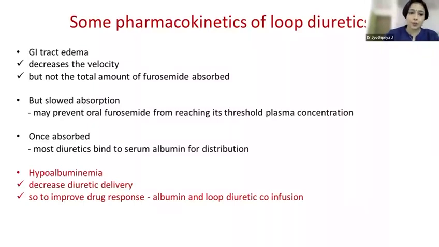Now, once absorbed, most diuretics are bound to serum albumin for distribution. So in case of hypoalbuminemia, there is decreased diuretic delivery. To overcome this and get a good drug response, it's better to combine IV albumin and loop diuretics as co-infusion, and thus we can improve the drug delivery.